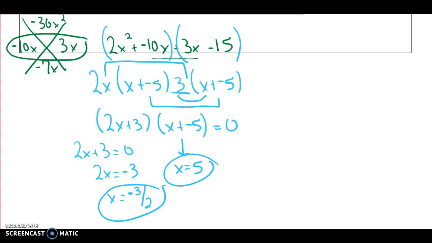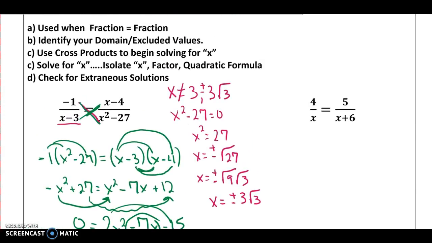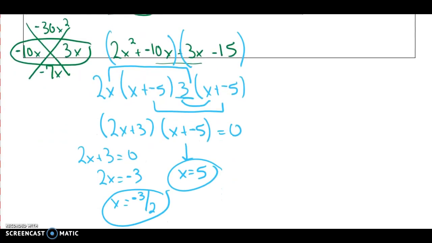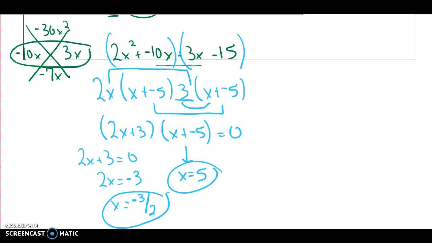Now with these answers, you just want to make sure that your answers are not part of your domain and excluded values up here. And they're not. So these answers are good to go. They are not extraneous solutions, and I can accept those as my final answers. All right, we're going to go to the next one.